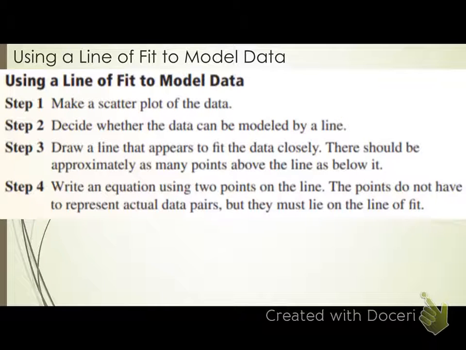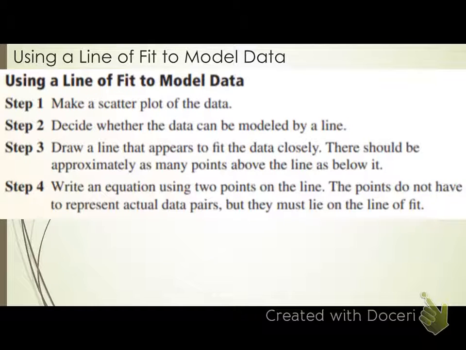Step 3, draw a line that appears to fit the data closely. There should be approximately as many points above the line as below it. And we'll see that here in a little bit on our example. So do you think all of our answers are going to be the exact same? No. We're freehanding lines on paper, so it's going to be difficult for everyone to get the exact same answer. Your answers should be relatively close to each other, though. It should have relatively close to the same y-intercept and relatively close to having the same slope, right? But it's not going to be the exact same, which is okay.